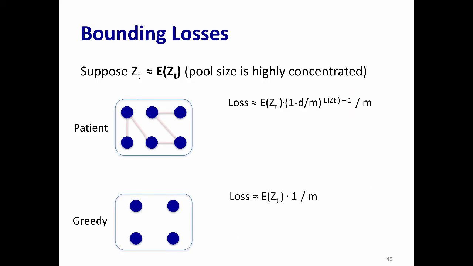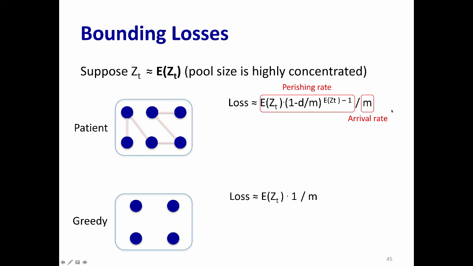Now, given all these results, this is the big picture of the proof. Suppose ZT is highly concentrated around its expected value. That's something which I just claimed but didn't prove. Now, under the patient algorithm, we found out that the perishing rate of the system is this object here, which is pool size times (1 - d/m) to the power pool size minus 1. This is just a few minutes ago. If you go back in the video, you can see that this is the perishing rate. I replaced the pool size by its expected value by using this concentration bound.